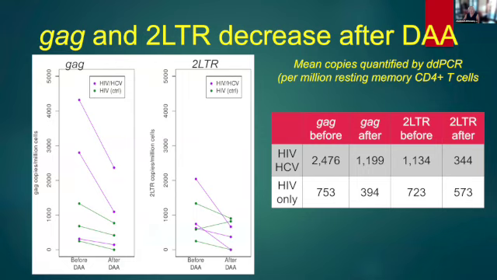Here you see a small sample size of 6 patients. 3 are co-infected and 3 are mono-infected, matched. The average of these appears to show that the co-infected have higher GAG before and after, with a somewhat decrease, which is probably not statistically significant, but we won't know until we have much larger sample sizes. And 2LTR before and after, and these are the HIV only. I suspect that we will be able to show this, since we were able to definitely see a decrease in several of these patients, especially these 2 high ones.